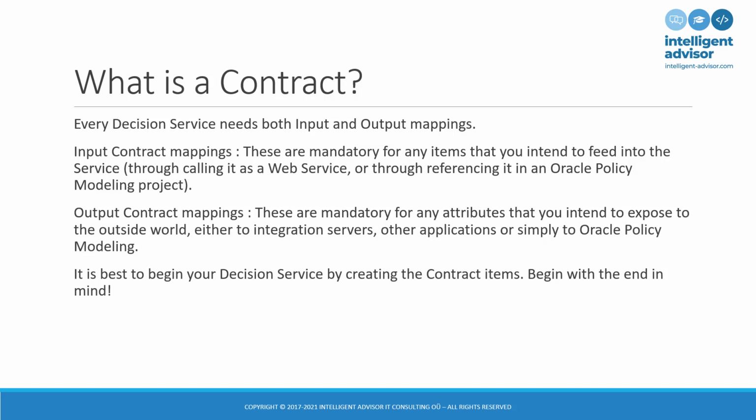If you are going to have your decision service consumed by another application, the other application expects to receive answers. It is always best, therefore, to begin your decision service work by creating the contract items, because they define the technical inputs and outputs of your service. They will be defined by someone who is not necessarily the rule designer, which is why you'll recall from an earlier chapter that it requires a different role to be able to create contracts. You need to be manager role.